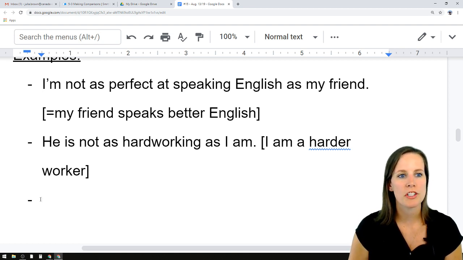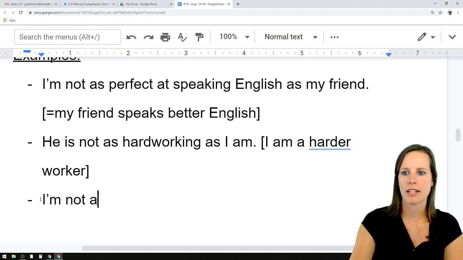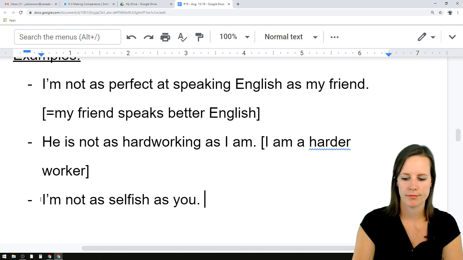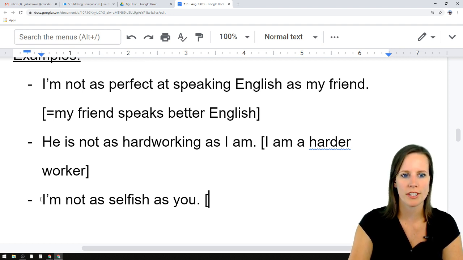I'm not as selfish as you. Good, Ravenel. I'm not as selfish as you. So who is more selfish then? If you do this, who is more selfish?